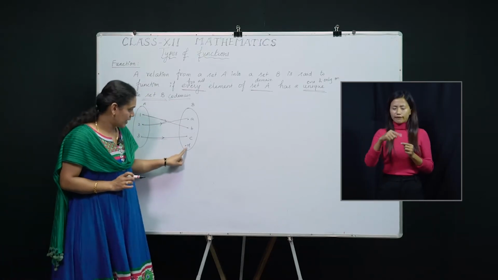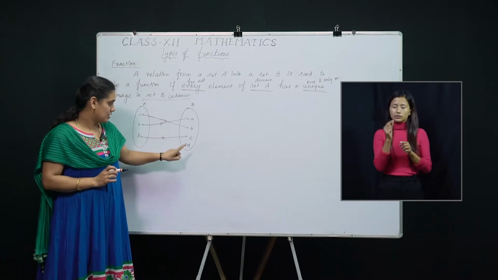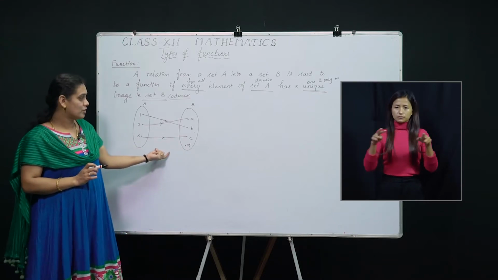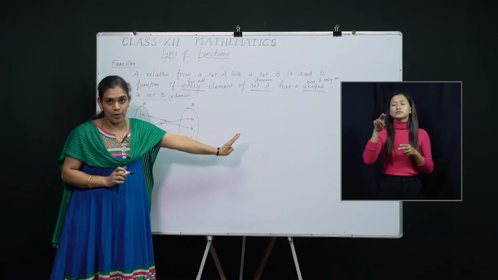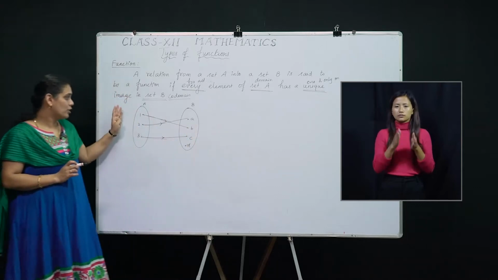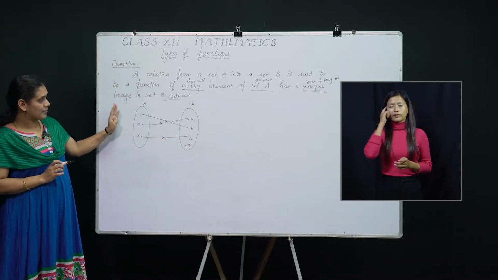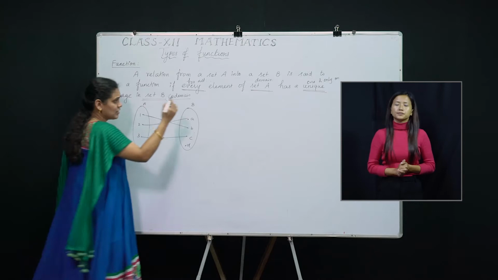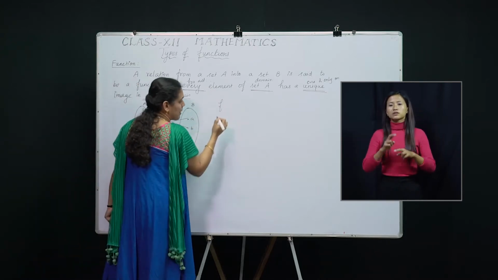Here we have one extra D. Is it making any difference in the definition of function? No. We don't worry about the codomain, the second set. Only we think about the first set, the domain. Sometimes we call this function a mapping also.